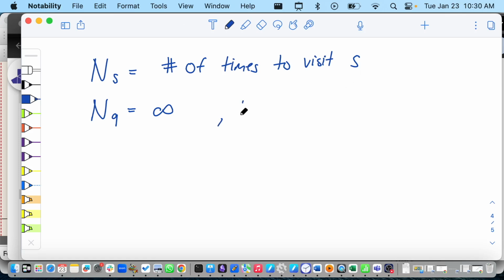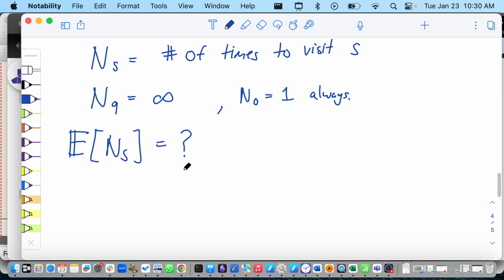Another example I'll give you is N0 is always 1. Always. Because you start in square 0, you visit it 1 time, and then after that you can never get back to square 0. And the other ones, it's going to be a random number. Like how many times you visit square 2 is going to depend on how the dice come out. So it's a random number, but we want to figure out its expected value, which is a non-random number. Equals question mark.